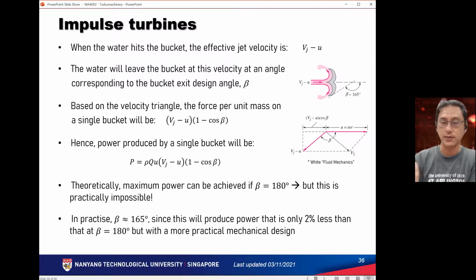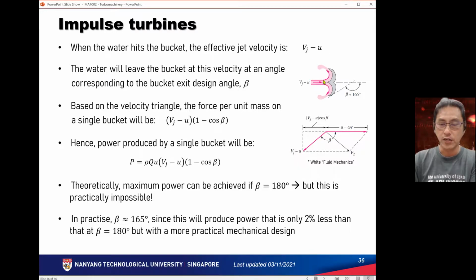In this case, it will be the tangential velocity of the Pelton wheel, if you think about it. Based on these two velocities, we know that the effective jet velocity when the water hits the bucket must be the difference between the absolute jet velocity and the tangential velocity of the bucket, which is U. So basically, the effective velocity would be Vj minus U.